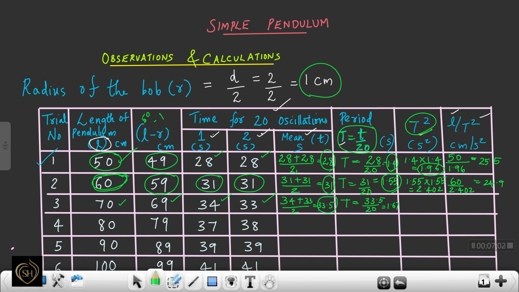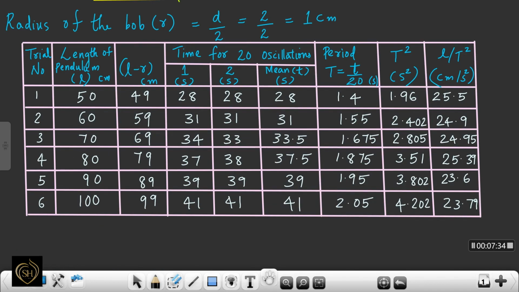1.67. Then t square is equal to t into t. T is 1.67. 1.67 into 1.67, that is equal to 2.805. Then final column L by t square. What is the value of L? L is 70. 70 divided by, what is the value of t square? T square is 2.8. 70 divided by 2.8 is equal to 24.95. 24.9. Suppose this is a full observation column.